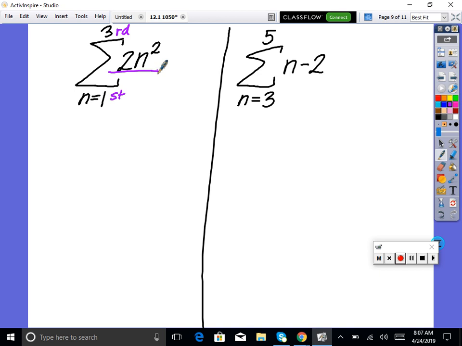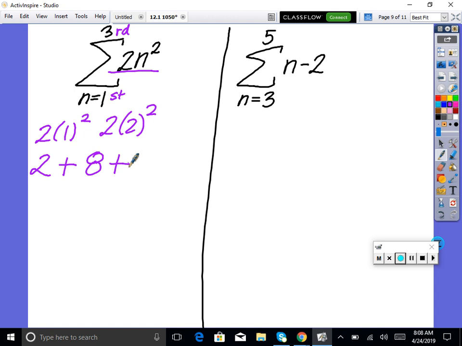So let's go ahead and write this one out. It is asking you to find the sum. So let's write it out in its other notation. So if we're starting with 1, plug in 1, so that'd be 2 times 1 squared, which is 2. Does everybody see? Plus. Now we'll plug in 2. So then that would be 2 times 2 squared. 4 times 2 is 8.